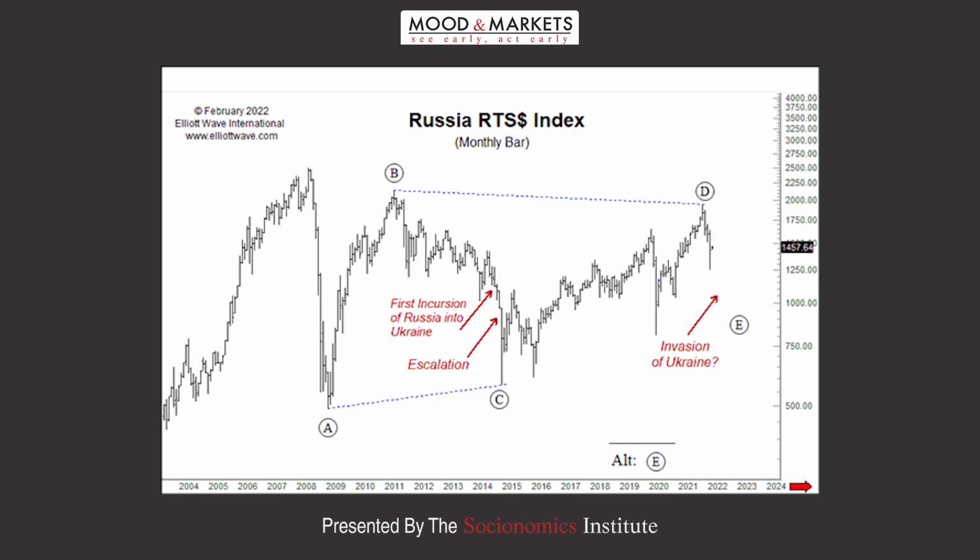The chart shows what Elliotticians call a triangle pattern, and that had been unfolding in the RTSI since 2008. And so our analysis in February 2022 said that the final wave down in the triangle was likely underway, and with that would come an intensification in negative mood, specifically a greater probability that Russia would invade Ukraine. And indeed, Russia did invade Ukraine some 3 weeks after we published the chart.